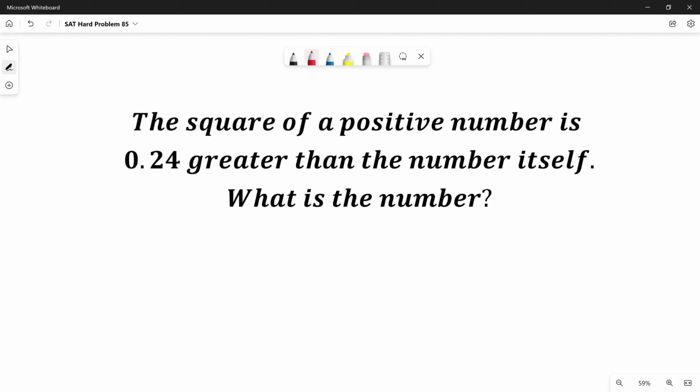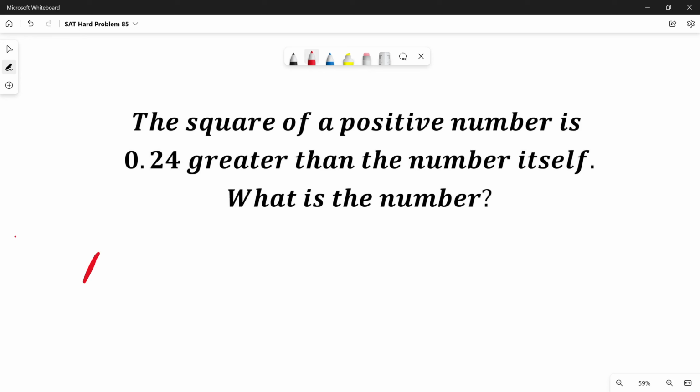The square of a positive number is 0.24 greater than the number itself. What is the number? At this moment, I encourage you to pause the video and solve it by yourself. Okay, I will solve it now.